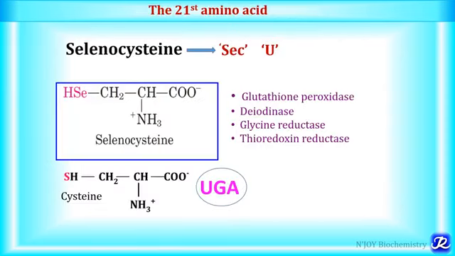Selenocysteine is the 21st amino acid, which is denoted by the 3-letter symbol SEC and 1-letter symbol U. The structure of selenocysteine and cysteine is similar; the only difference is that in cysteine sulfur is present and in selenocysteine selenium is present. This selenocysteine is encoded by the codon UGA and it is an integral component of various enzymes like glutathione peroxidase, deiodinase, glycine reductase and thioredoxin reductase.